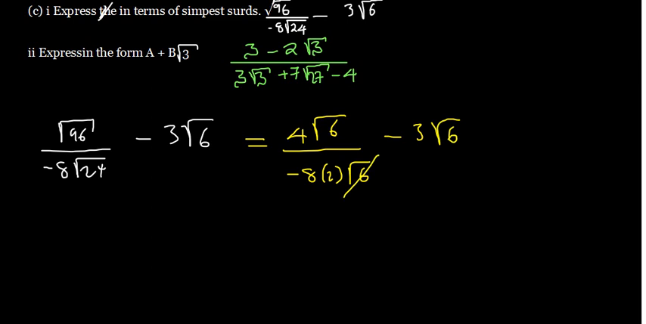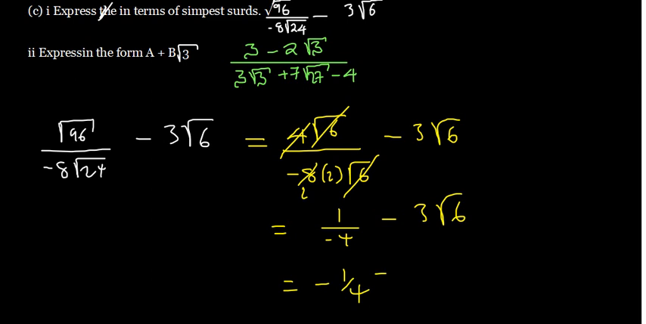So this root 6 will cancel with the root 6 there. Okay. And then 4 can go into 8 2 times. So this is going to give us 1 over negative 2 times 2, that to be negative 4. And then minus 3 root 6. So this is the same as negative 1 over 4 minus 3 root 6. So that is it.